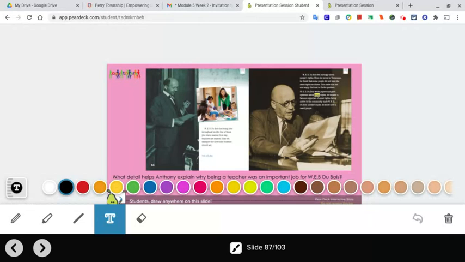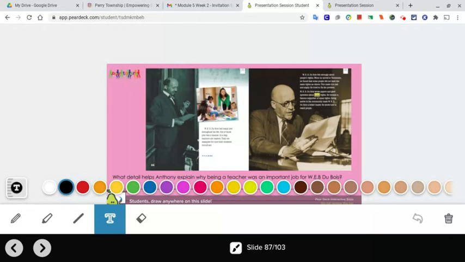W.E.B. Du Bois wrote papers and gave speeches about equal rights. He became a famous supporter of equal rights. Being active in the community made W.E.B. Du Bois a better leader. He knew how to reach people. So what details help Anthony explain why being a teacher was an important job for W.E.B. Du Bois? So what you would do is circle that question and then underline the details that help Anthony explain why being a teacher was an important job for W.E.B. Du Bois.